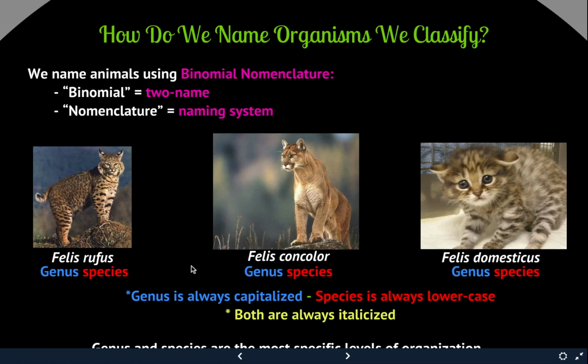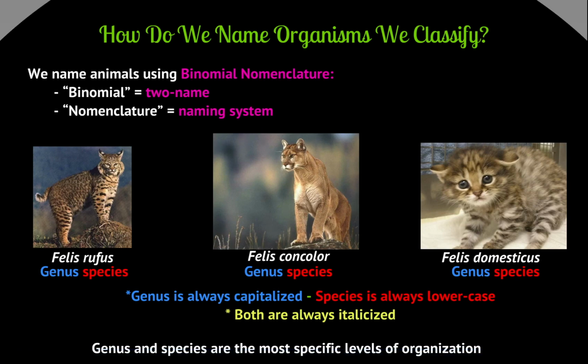That means all of these cats have the same domain, kingdom, phylum, class, order, family, but they have different genus and species. So are they able to mate with one another? If you said or thought, no, they cannot mate with one another, Miss Lima, you are correct. You have to be of the same species to be able to mate with one another.